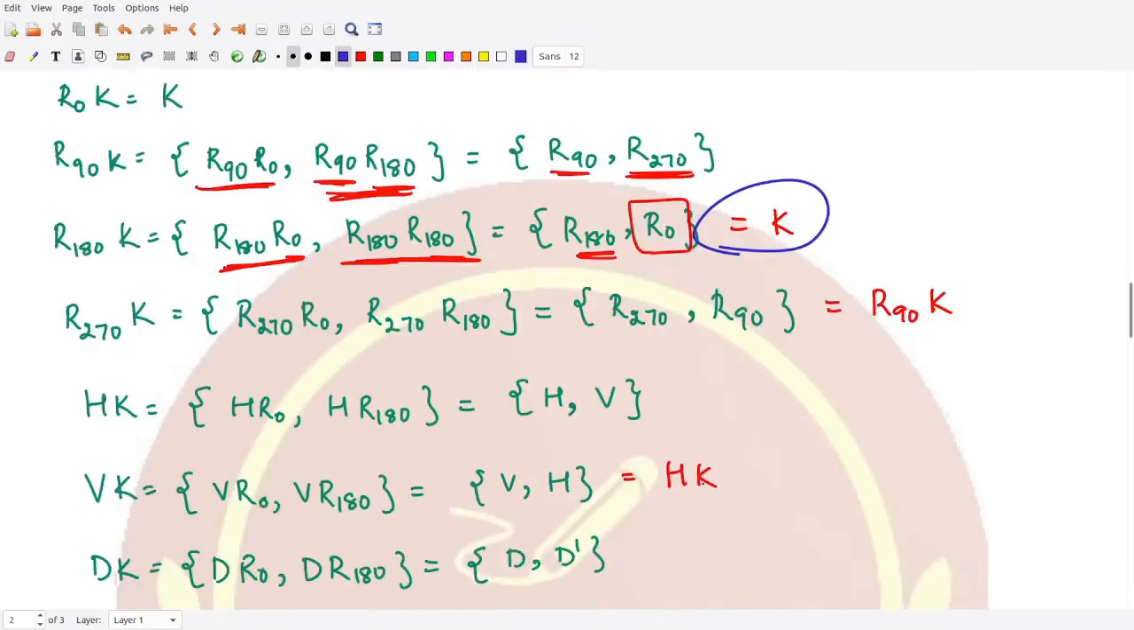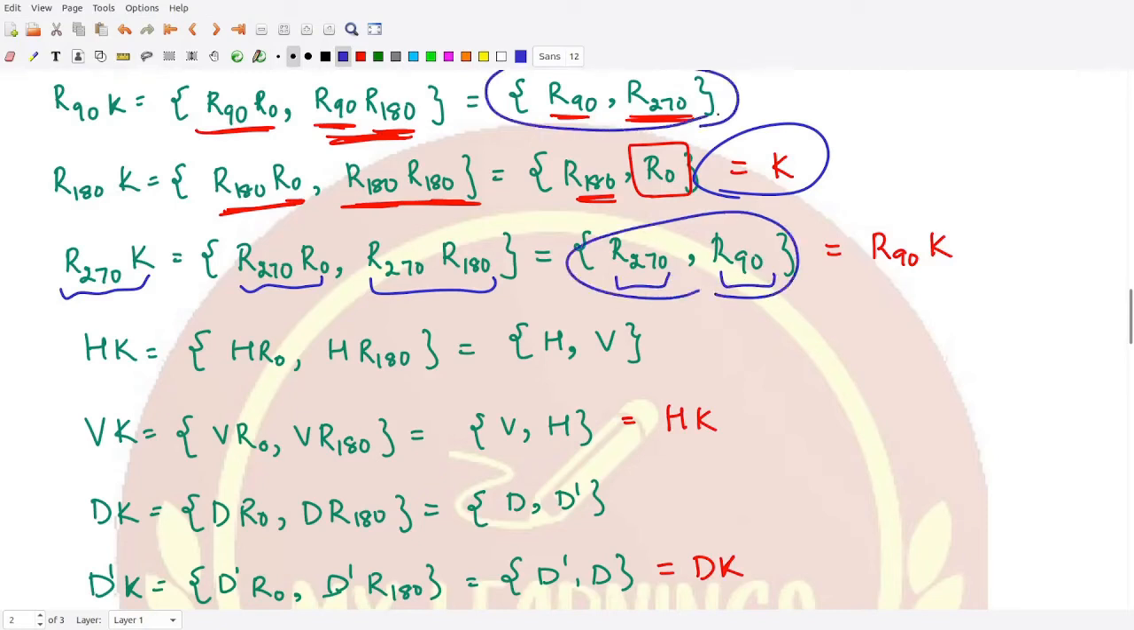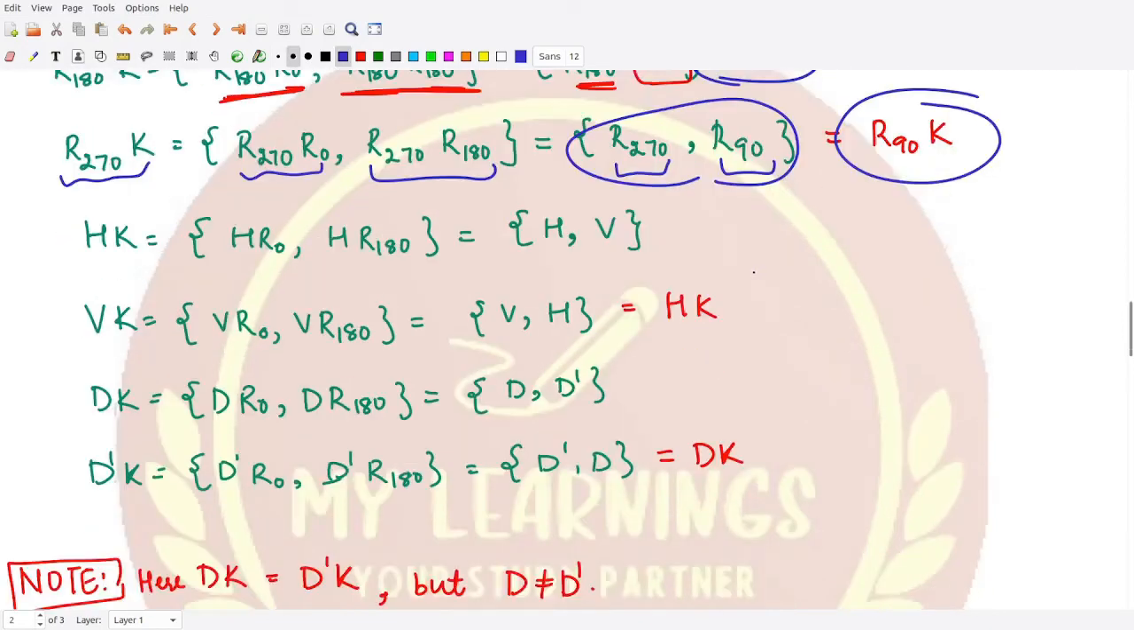Similarly, we can calculate R270K. It would be R270 into R0, R270 into R180. So it would be R270, R90. You see, this subgroup is equal to this subgroup. So therefore we have this to be R90K. Next we have HK.